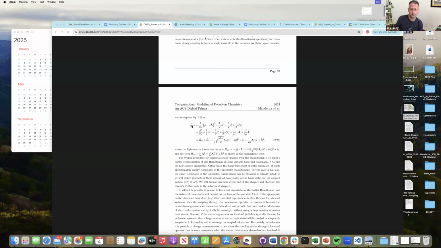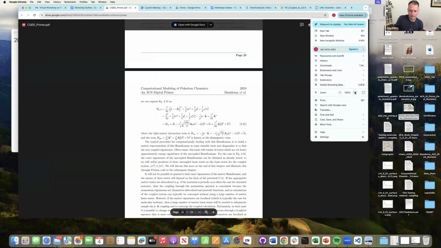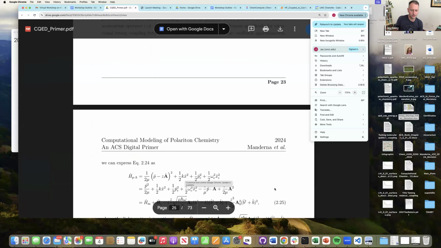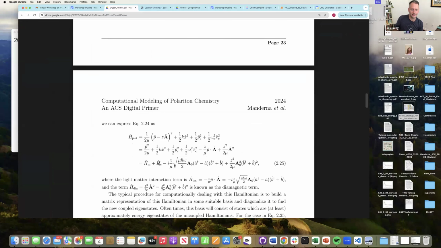One is the P.A Hamiltonian, and the final form that we worked it into was this. Let's make this a little bit bigger. Our matter Hamiltonian, which was a harmonic oscillator, our cavity Hamiltonian, which was a harmonic oscillator. Then we had this bilinear coupling term, which really involves the momentum operator of the matter subsystem dotted into the vector potential of the cavity subsystem. The matter subsystem has these A dagger and A operators. The cavity subsystem has these B dagger and B operators.